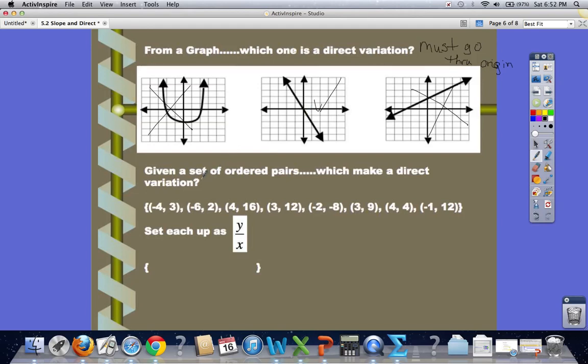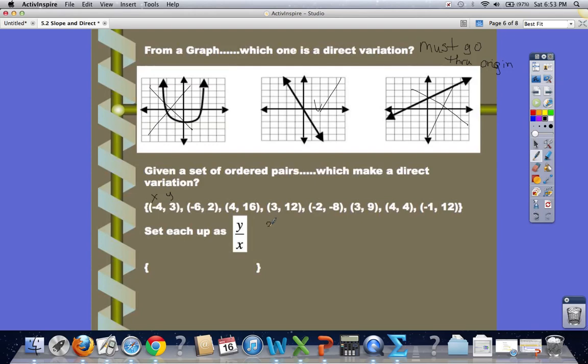All right, so now you're going to be given a set of ordered pairs, which might make a direct variation. Well, you do just like you would a table. You're going to set each one up as y divided by x. Remember, this is your x, and this is your y in every ordered pair. So I'm going to go ahead and set these up.